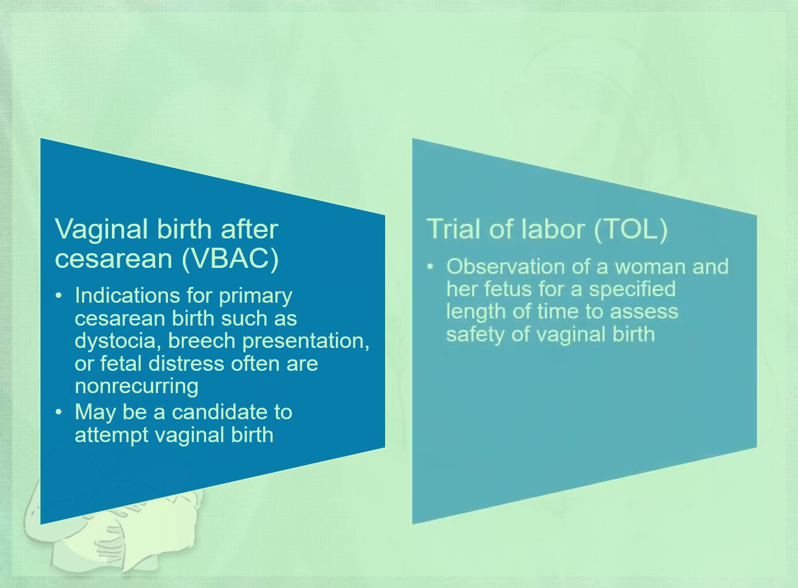A woman who's had a prior cesarean may want to have a trial of labor in which she is given a chance for 4 to 6 hours of spontaneous active labor to assess the safety of vaginal birth for both the mother and the infant. This concludes our lessons regarding C-sections.